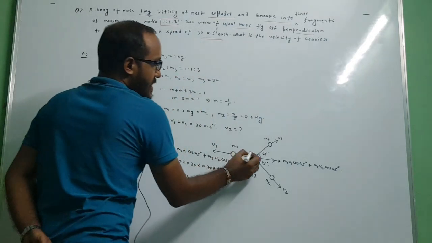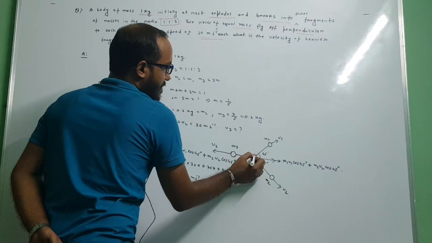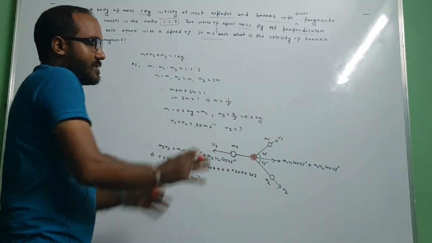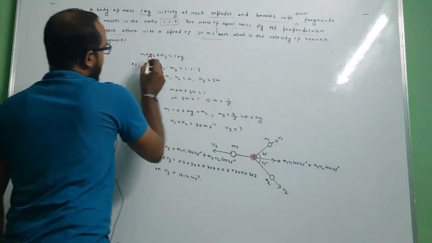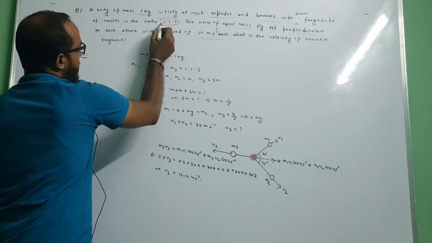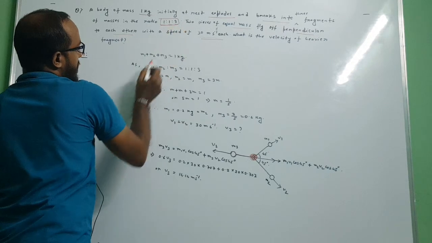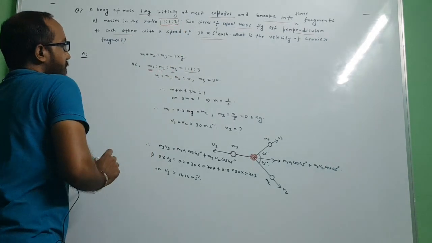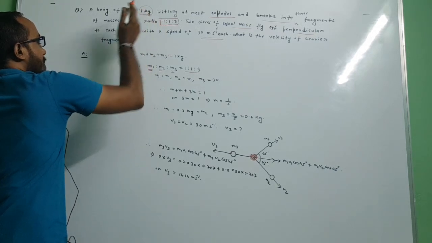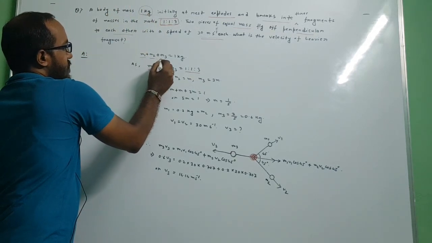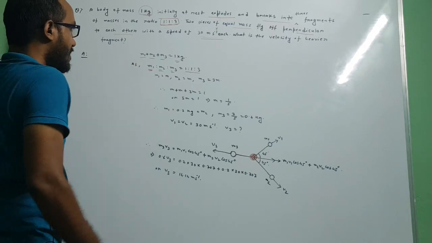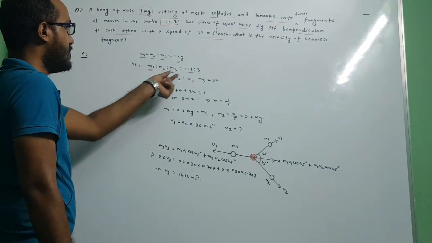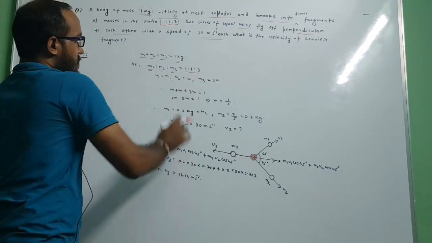So let us see, initially the bigger mass is here, and after the explosion it has 3 pieces. It is given that the mass ratio is 1:1:3, so we can take it as m1:m2:m3, that is 1:1:3. And it is given that the total mass is 1 kg, so m1 plus m2 plus m3 is 1 kg. From the ratio concept, we can assume that m1 is 1m, m2 is 1m, m3 is 3m. So the total addition is 1.